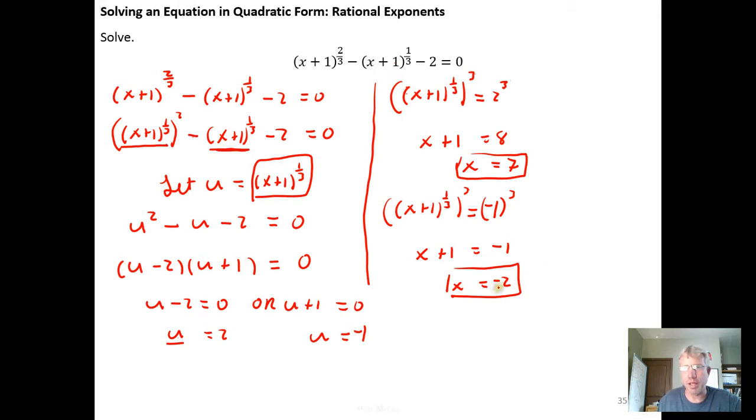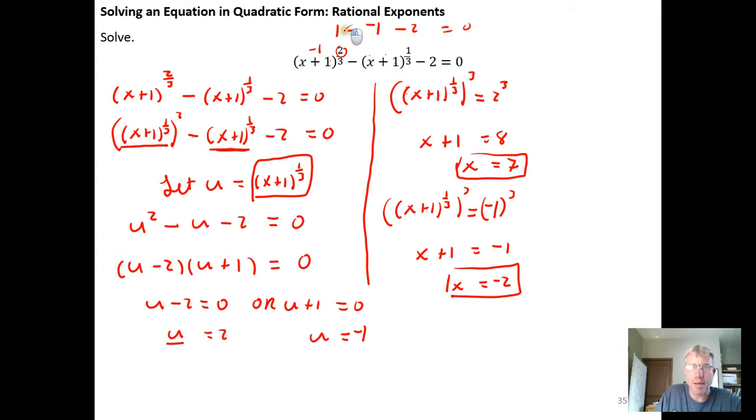0 equals 0, so when we plug in 7, we get an identity and it works. And then we could plug in the -2 also. If we plug -2 in here, we get -2 plus 1 is -1. The 3rd root of -1 is -1, because -1 times -1 times -1 is -1, and then -1 squared is +1, minus, plug -2 in here for x. We get -2 plus 1 is -1. The 3rd root of -1 is -1, minus 2, and that needs to equal 0.